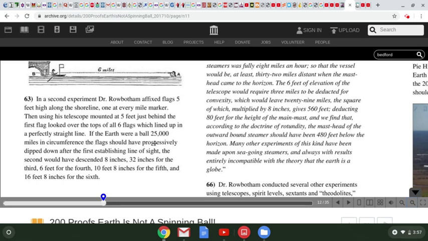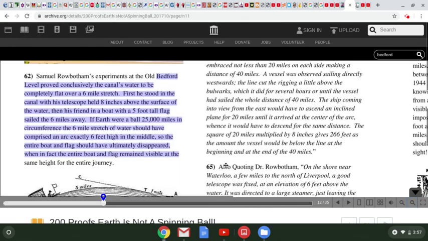If the Earth were a ball, 25,000 miles in circumference, the flags should have progressively dipped down after the first establishing line of sight. The second would have descended 8 inches, 32 inches for the third, 6 feet for the fourth, 10 feet 8 inches for the fifth, and 16 feet 8 inches for the sixth. Again, I will defer to their mathematics, but there should definitely be measurable curvature. And again, there's none.